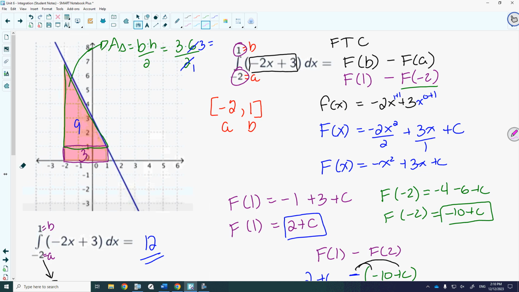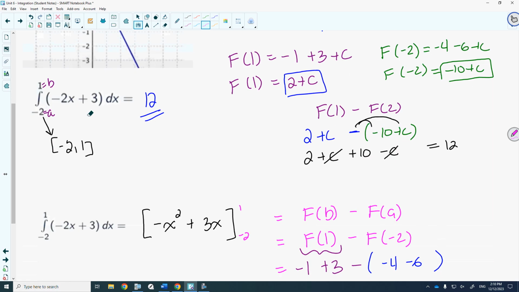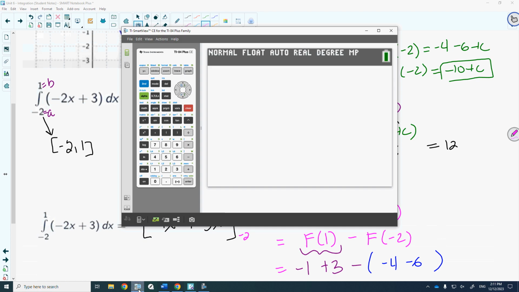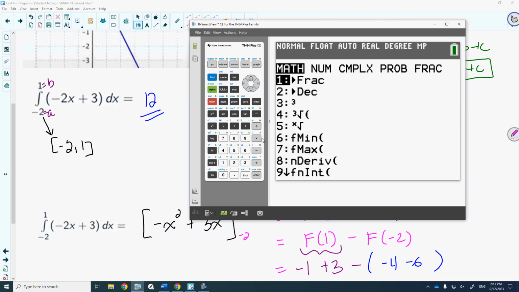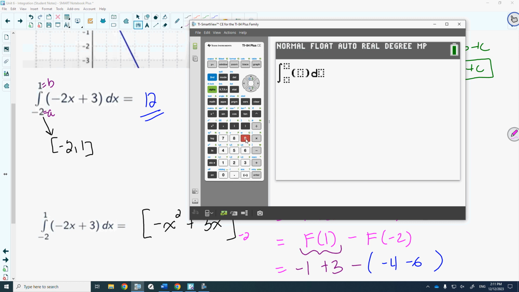Now, how would we evaluate this on our calculator? All of these could be checked on your calculator. So if you have your calculators, integrals are under math and 9. You're going to enter your lower and your upper limit of integration. Let's first do the one above the x-axis, which was from negative 2 to 1. Type in negative 2, 1, and we're integrating negative 2x plus 3 with respect to x. And we got 12.